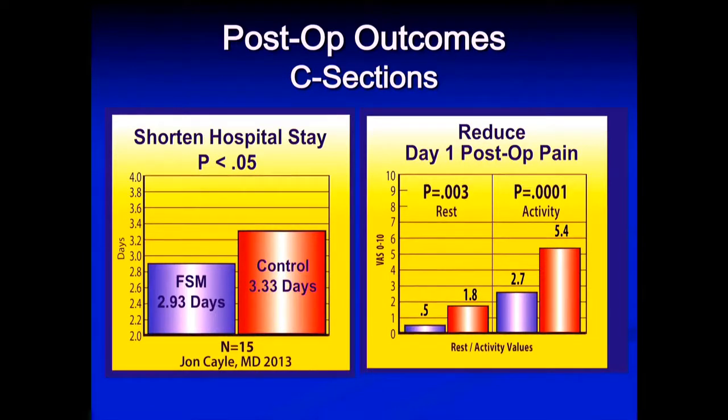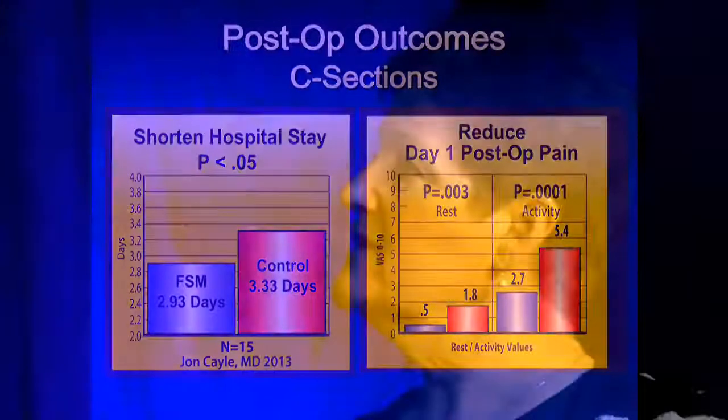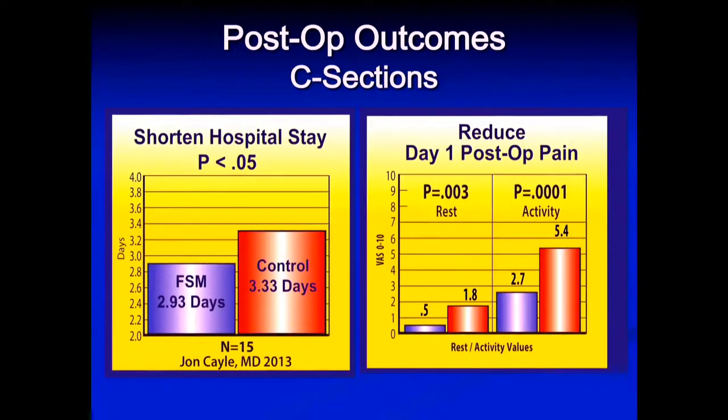FSM patients after C-section get out of the hospital in slightly less than 3 days. The control patients, with the same kind of surgery done by other surgeons before FSM, get out at about 3 1/3 days. Pain at rest and with activity is much less in FSM patients, and more, especially with activity, in patients who haven't been treated. So he's still working on getting this published.